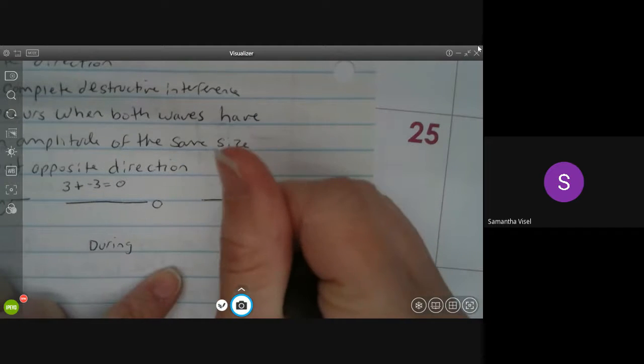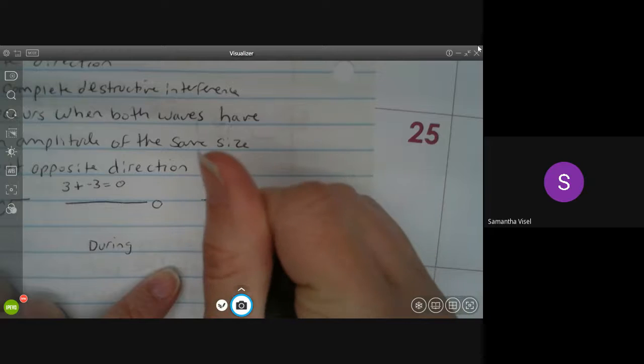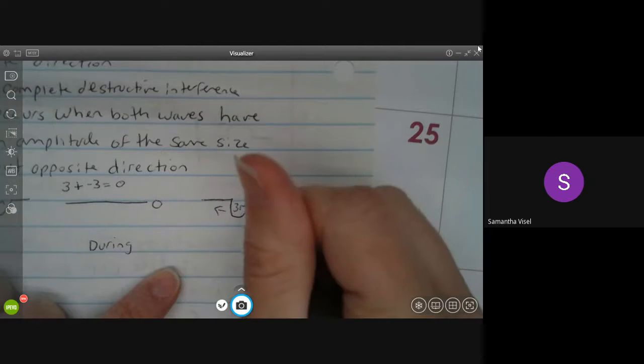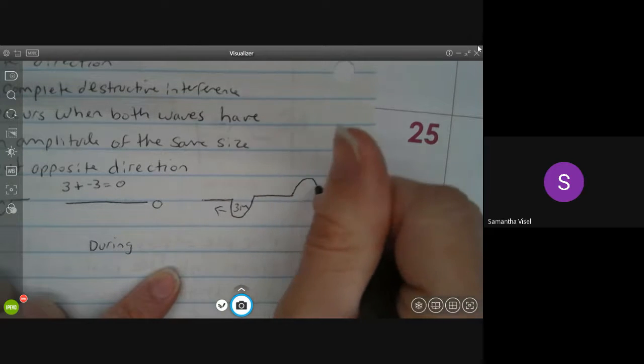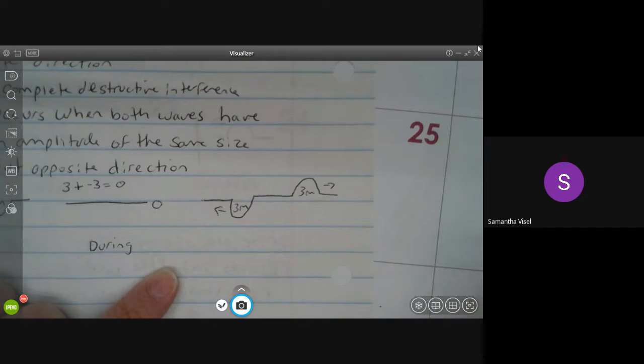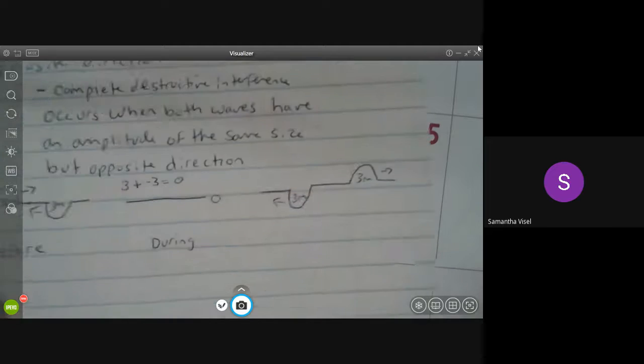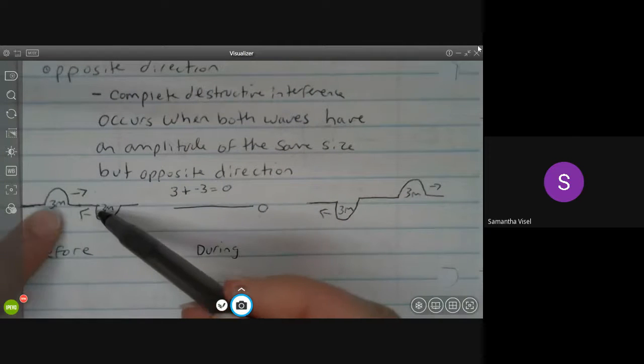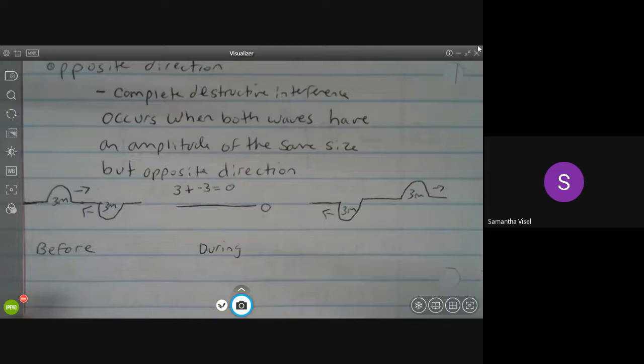And so my trough that was originally heading to the left is going to keep going to the left. And then my crest that was heading to the right will keep moving to the right. So they meet up and cancel out for a split second, and then they just keep passing through each other.